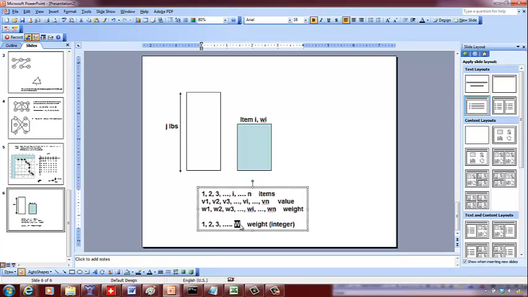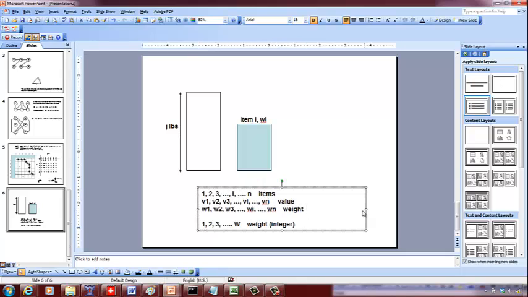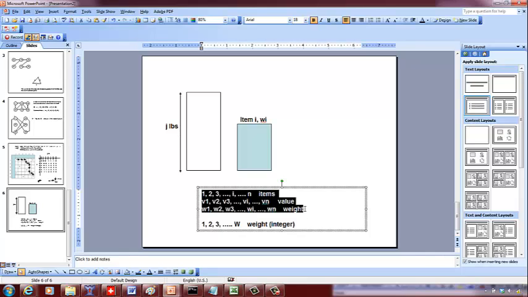And here we can have only integer weights, which means all these weights that are given here are integers, so we cannot break any item. We can either take an item or leave an item. We cannot break it up. That's why it's also called a 0-1 knapsack problem. You either take an item or you leave the item completely, and if you take an item, you take it completely, you don't break it.